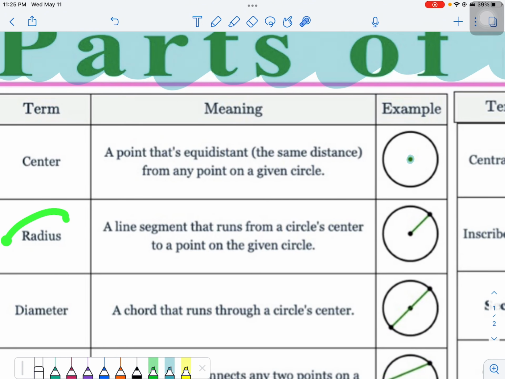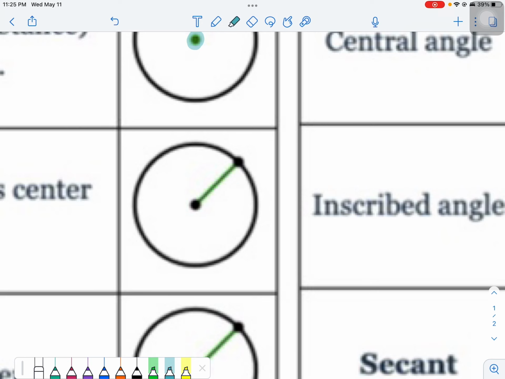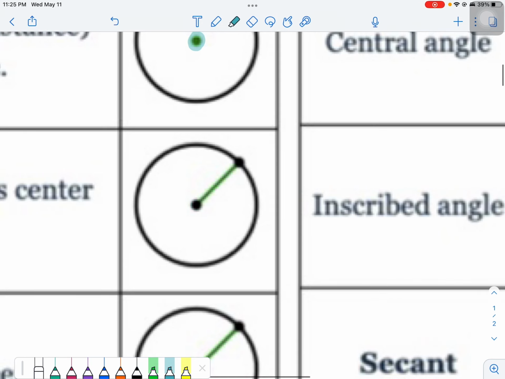Okay, next is called the radius. It says a line segment that runs from the circle center to a point on the given circle. So this is saying that a radius goes from the center to the side, right? So if we picked another point on the circle, and we do a line from the center to the side, that's the radius.